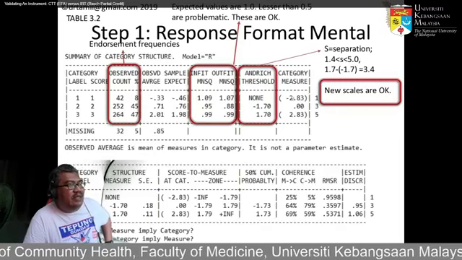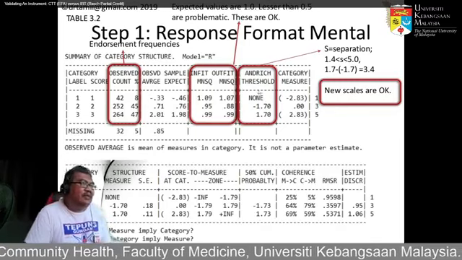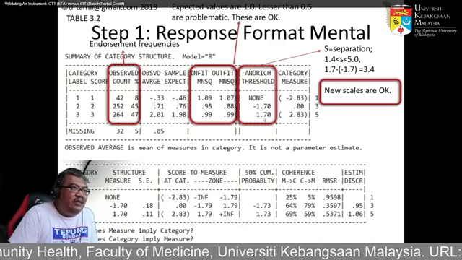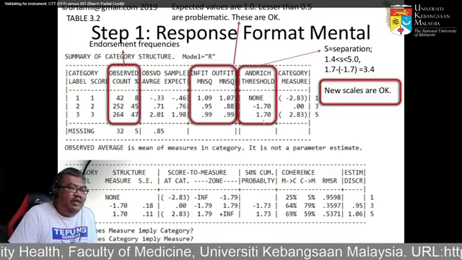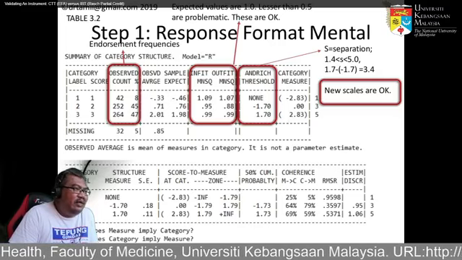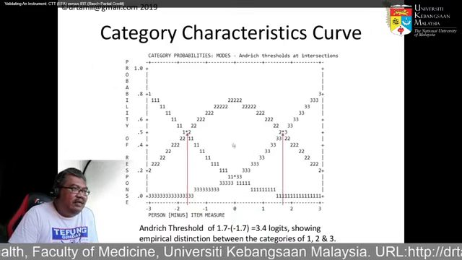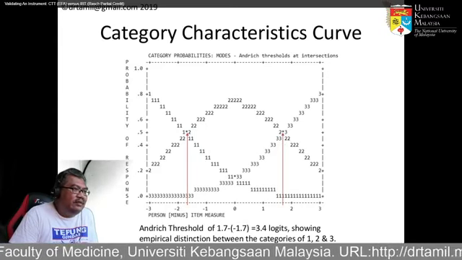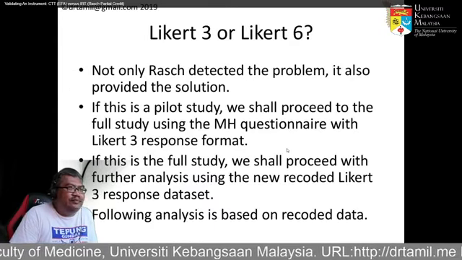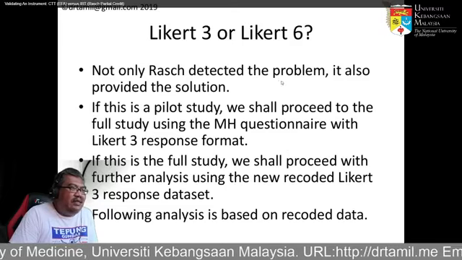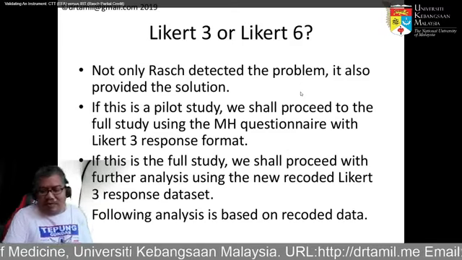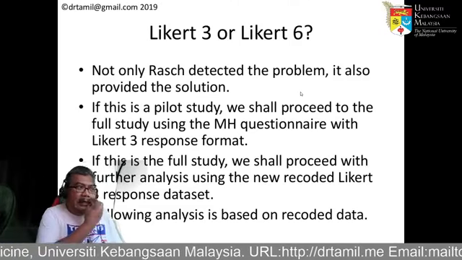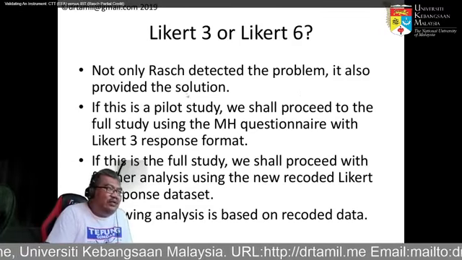Okay, immediately you can see that the new scales are okay. The separation is much better. You can see minus 1.7 and 1.7, it's already 3.4. So yeah, the separation is okay. 1, 2, and 3. Okay, so not only did Rasch detect that respondents were having problems trying to answer 1, 2, 3, 4, 5, 6 for the mental health question, it also provided the solution.